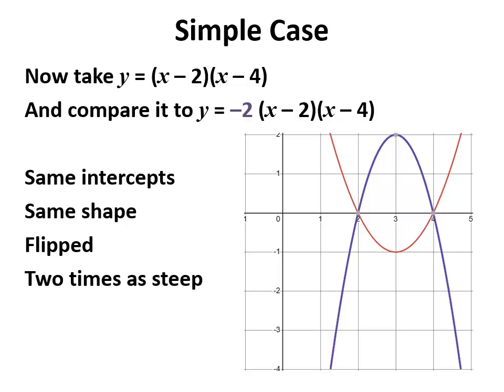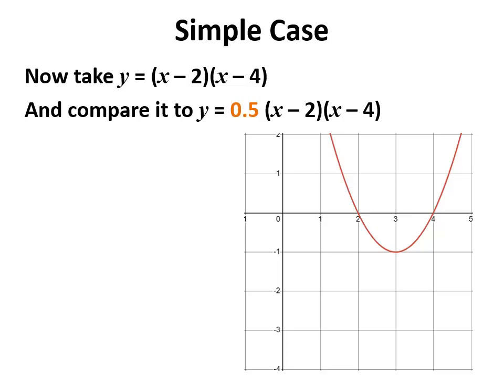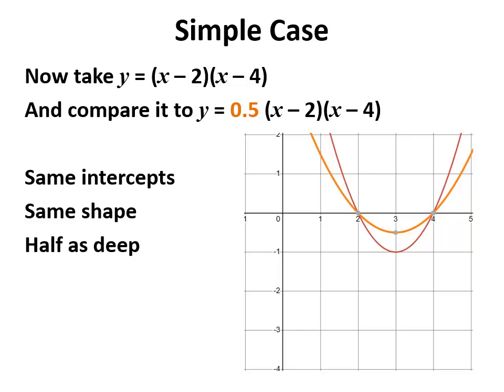So that's basically how it works all the time. If we put a half in front, then we get a broader, as it were, fatter parabola, still got the same intercepts, still got the same parabola shape, still symmetric and all the rest of it, but this time it's half as deep. Instead of being 1 down, it's half down.